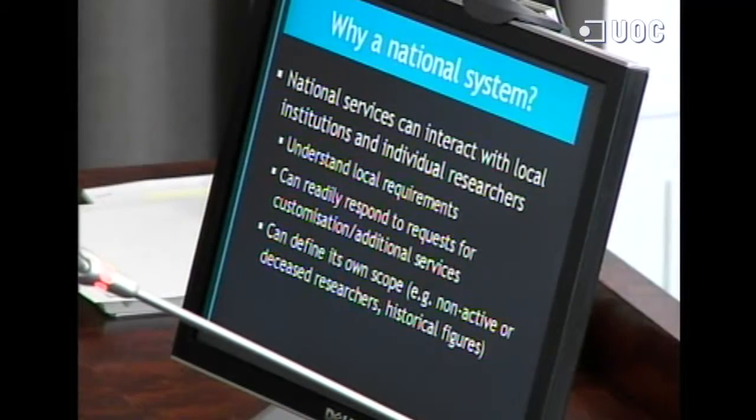We've been talking to archivists, for example, about identifying people who are no longer with us. So historical figures who created archives who you might want to be able to identify, but obviously they're not current researchers who are going to be publishing articles. So it's a different context. So you might want to define your context differently from the way that an international service might want to define it.